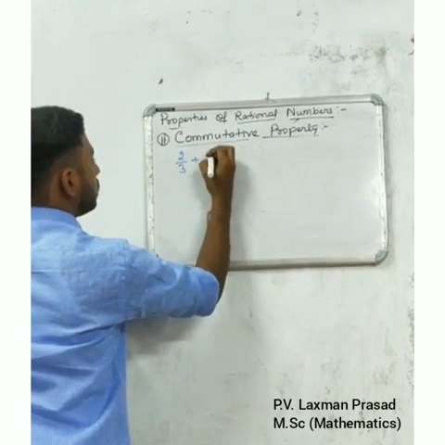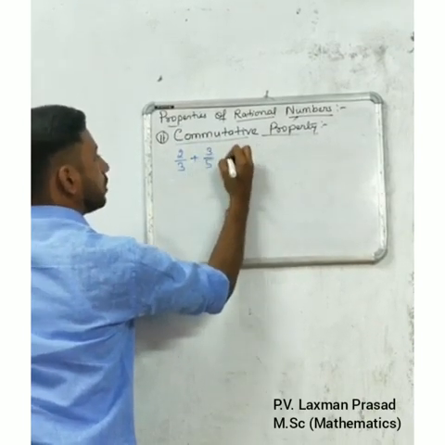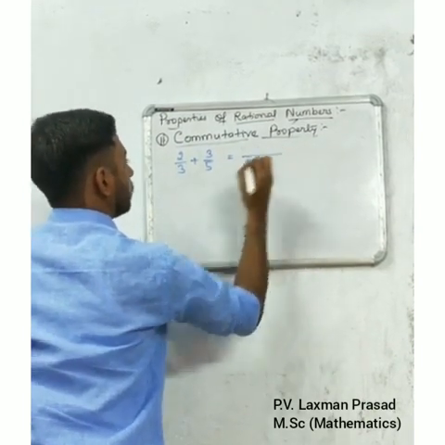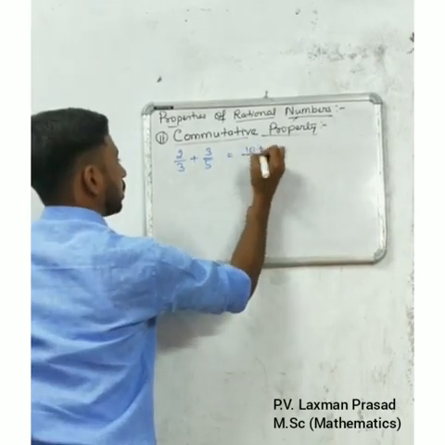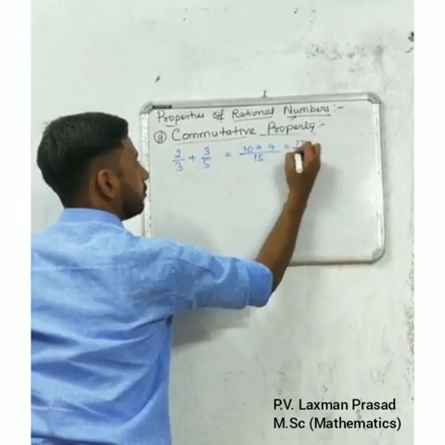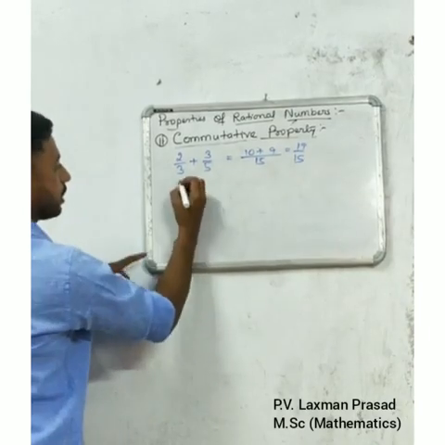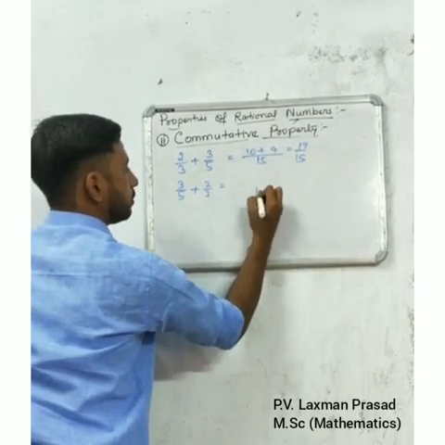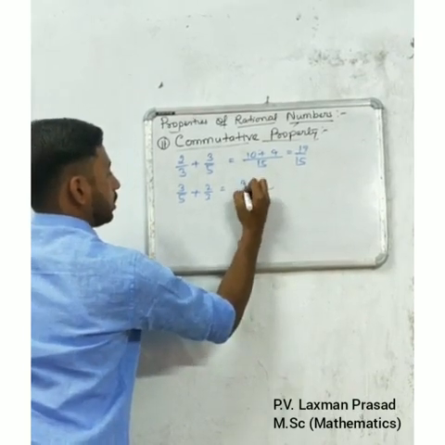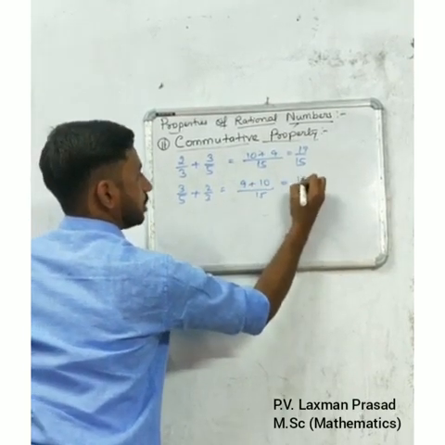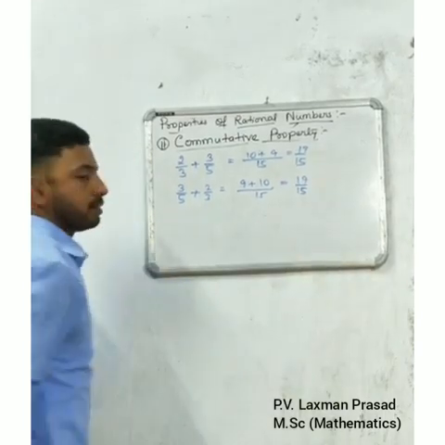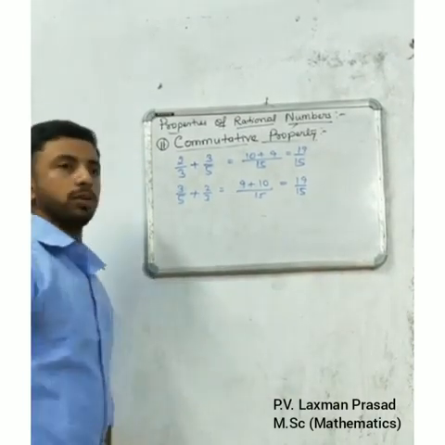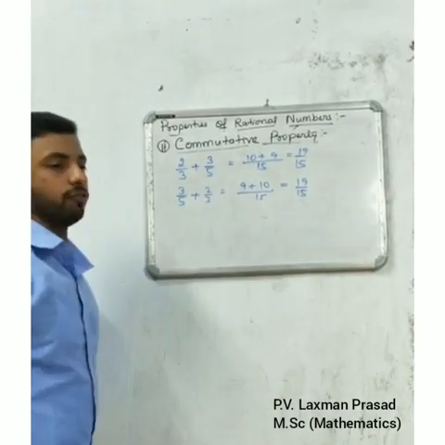Two by 3 plus 3 by 5. The sum will be 19 by 15. Now I am just reversing it. 3 by 5 plus 2 by 3. Again the LCM is 15 and the result is still the same. So here we will say that the addition of two rational numbers satisfies the commutative property.